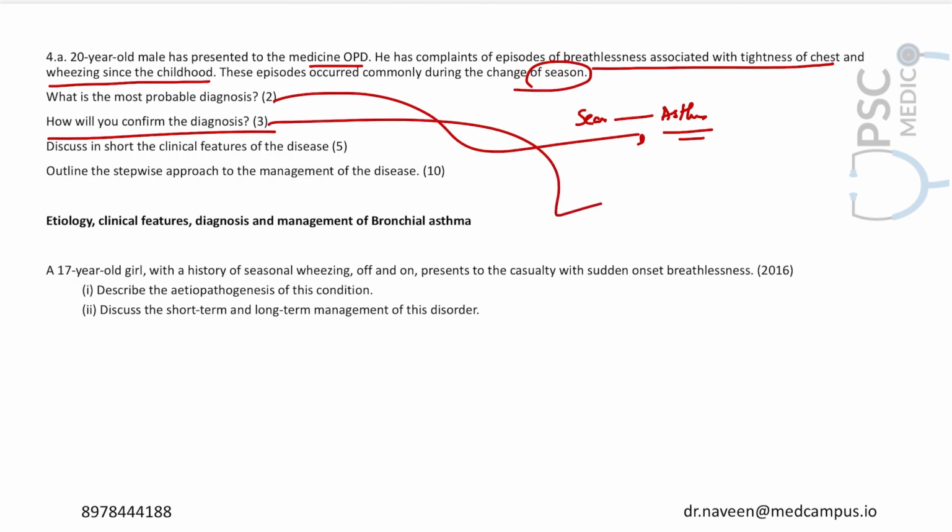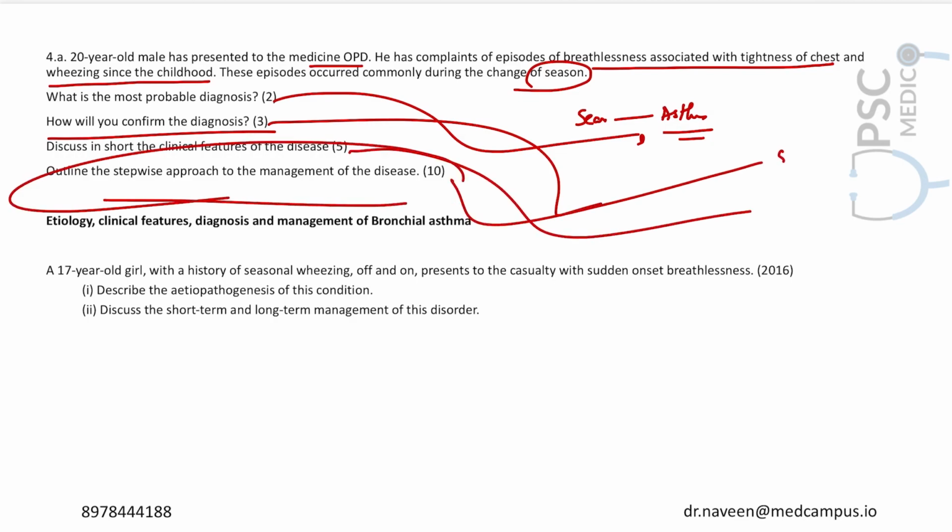How will you confirm? You have to do tests for asthma. We do spirometry and bronchodilator challenge test. You have to mention that. What are the clinical features of the disease? You know, and outline stepwise treatment. And for stepwise, in subject-wise test 6 general medicine, we did ask a question on bronchial asthma, wherein in the model answer I gave you GINA 2022 updated guidelines for stepwise therapy.